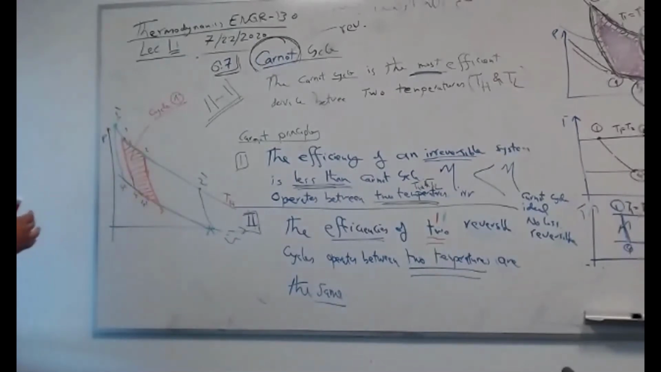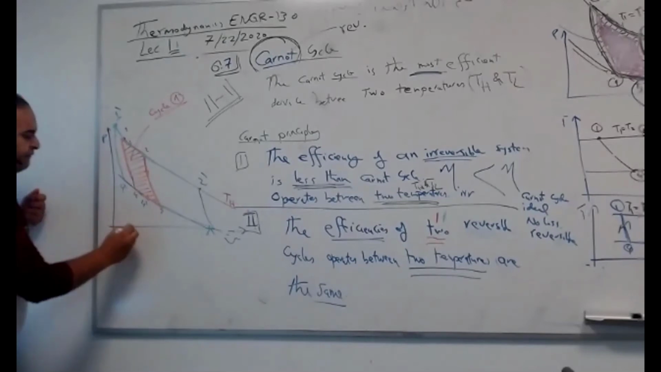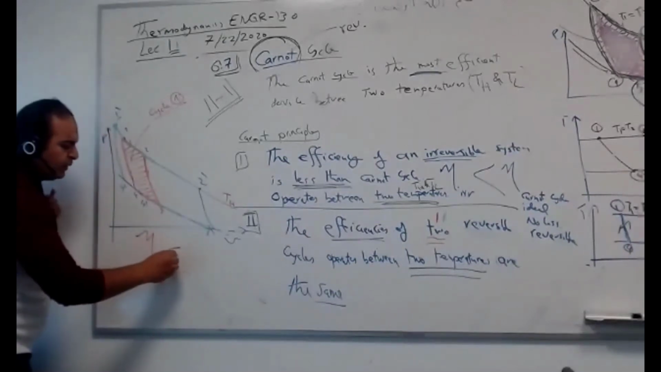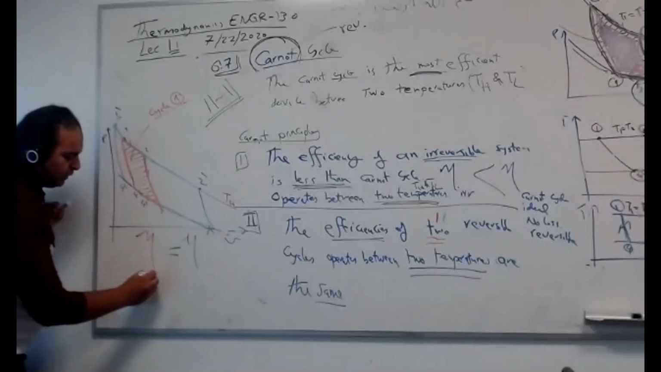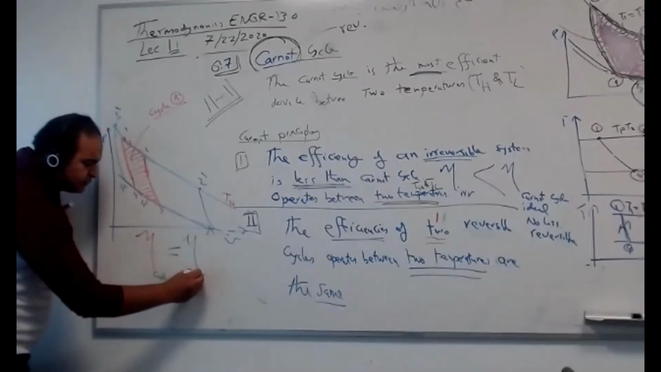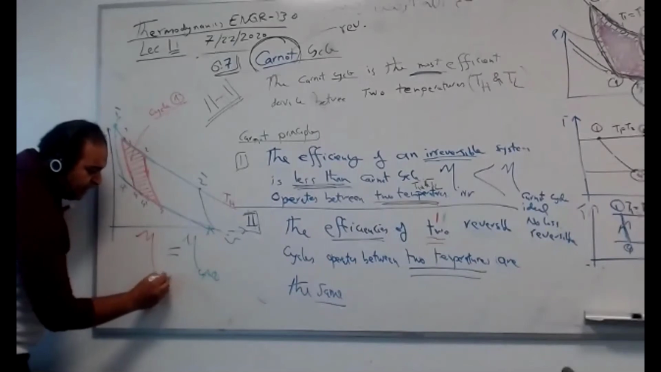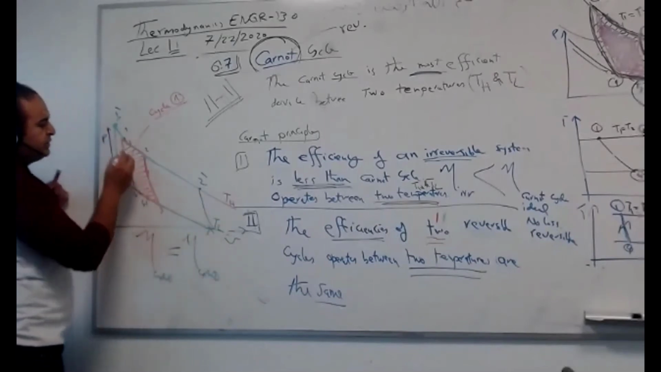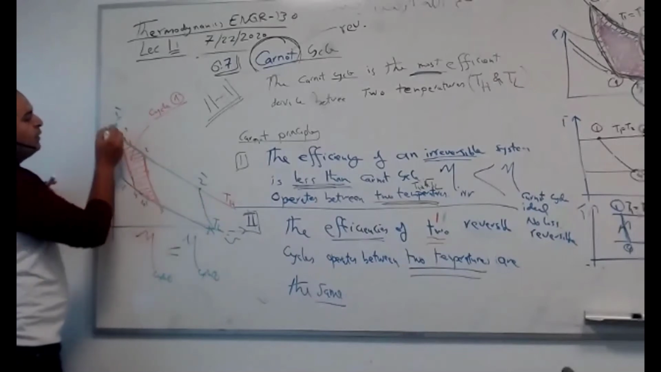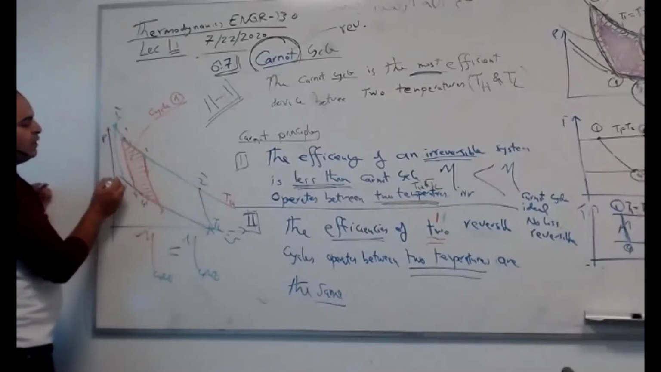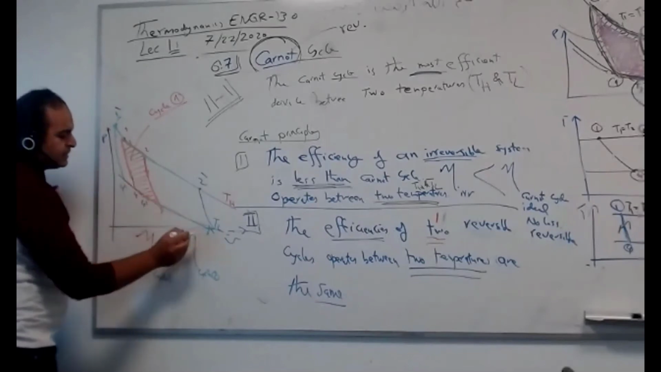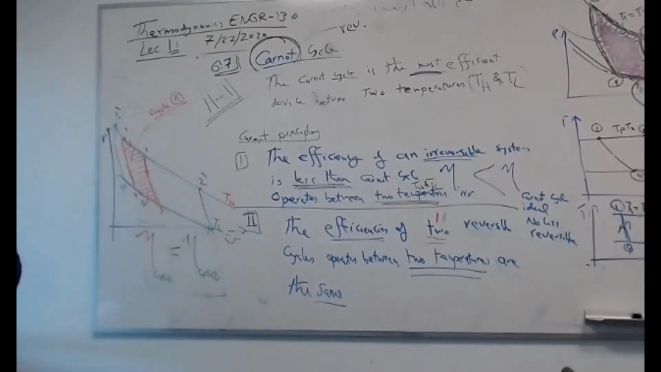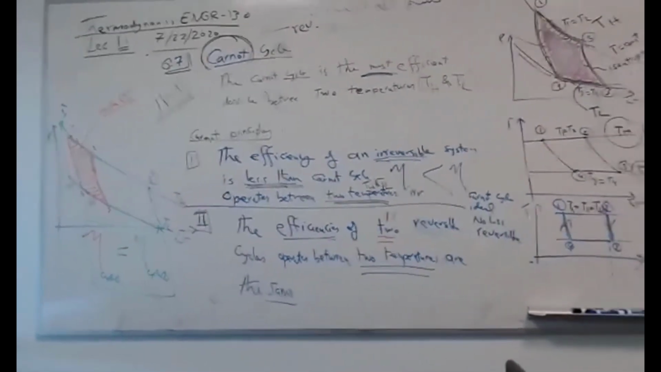Any questions? No. The efficiency of the first cycle is exactly equal to the efficiency of the second cycle, cycle 1 and cycle 2. Why are they the same, guys? Because they have the same higher temperature and lower temperature. T high in the first cycle equals T high in the second cycle. T low in the first cycle equals T low in the second cycle. Their efficiencies are the same. This is exactly the second principle.